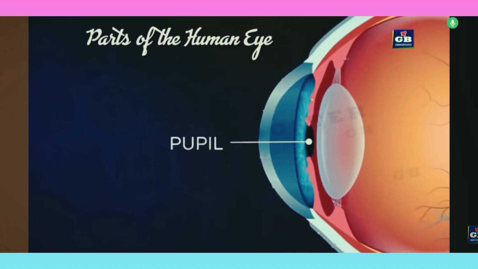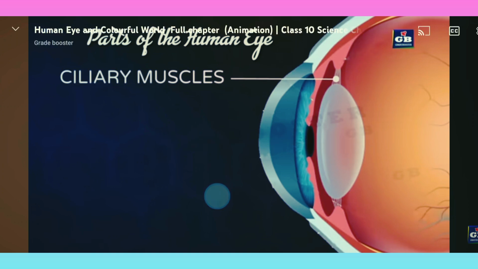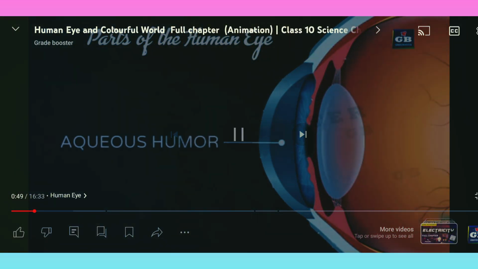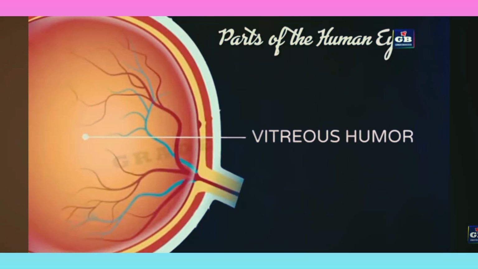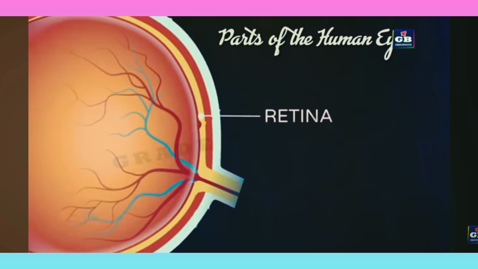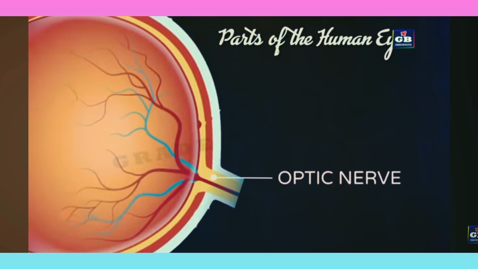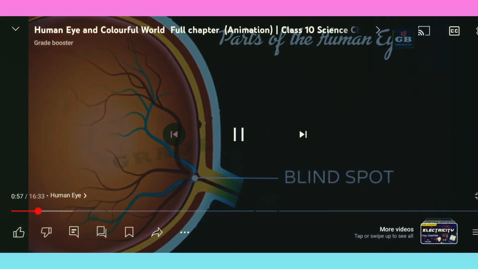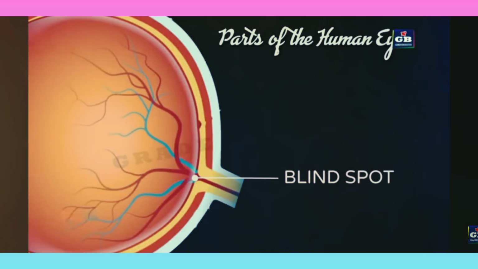This is pupil. These are ciliary muscles. This is aqueous humor and this is vitreous humor. This is retina. This is optic nerve and this is the blind spot. Now let us study each part in details.